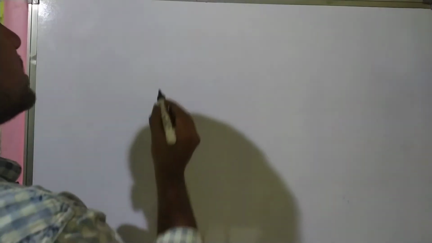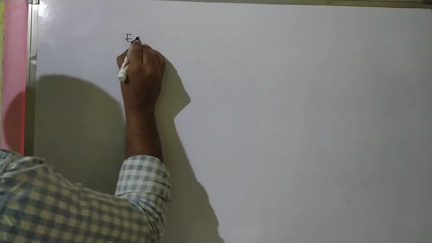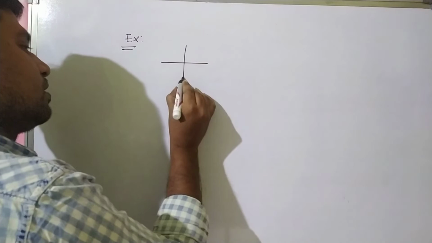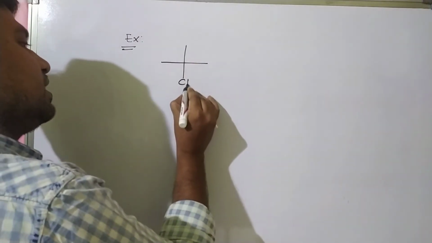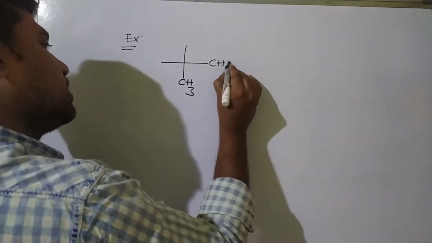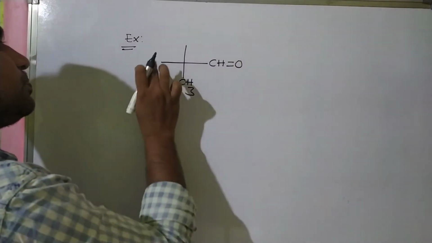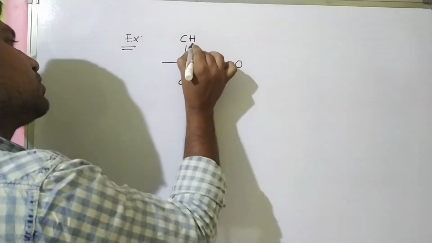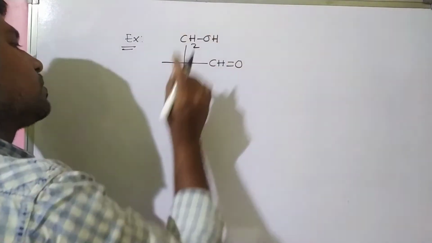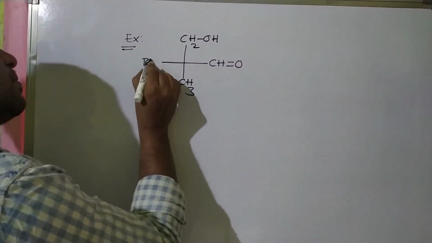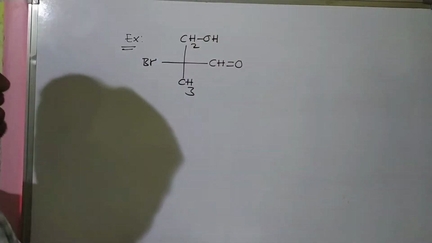Next, one more example. The next example is: here methyl, here CH double bond O, here CH2OH, here a bromine atom. All the four groups are different.